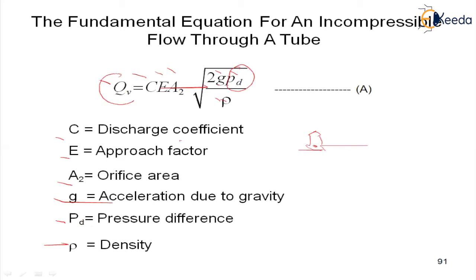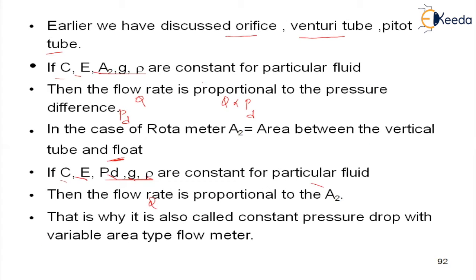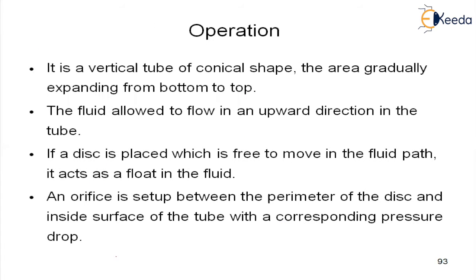When the flow rate is proportional to area, the remaining parameters are going to be constant, my dear students. That's what he has explained over this one. That's the reason it is called a constant pressure drop or variable area. Constant pressure drop means here Q is proportional to the differential pressure. Here the Q is proportional to area. That's the reason it is also called a variable area meter, not potentiometer, sorry, it's a rotameter.